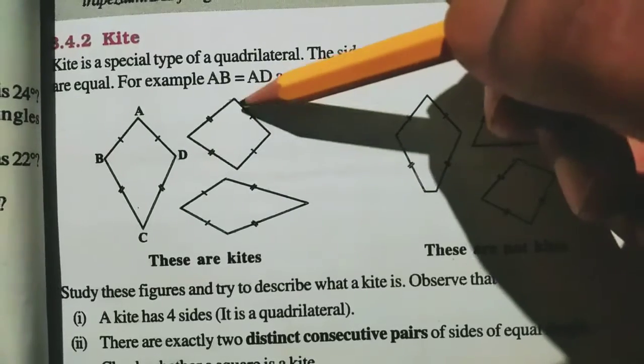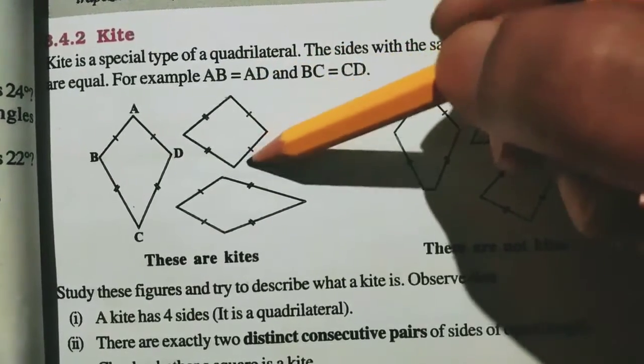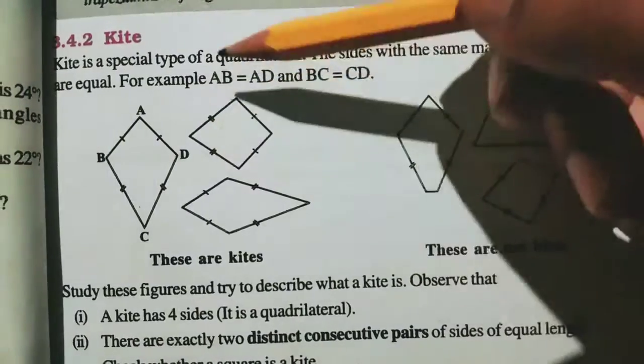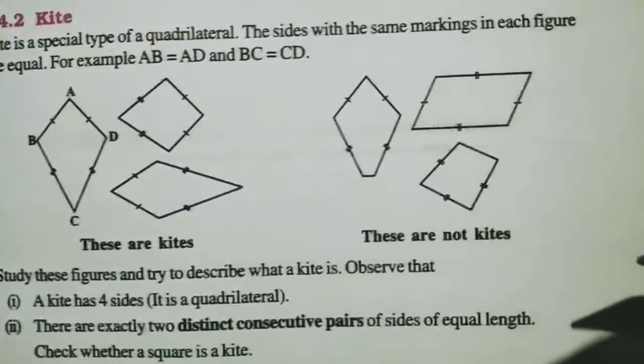This is the main property, the main identification of a kite. Consecutive sides, this side and this side, then this side and this side, are equal to each other. So it is also a kite. So these are kites, but these are not kites.